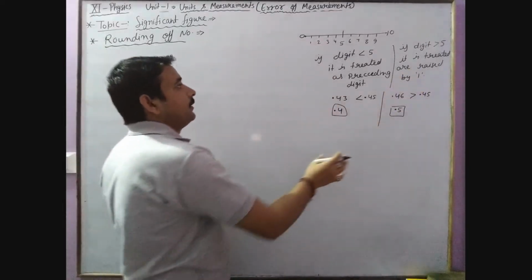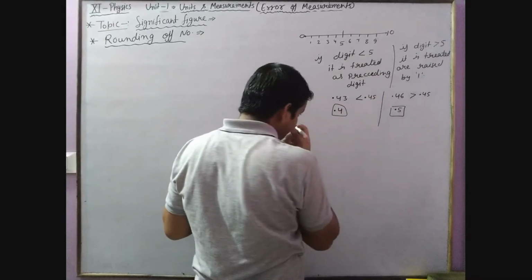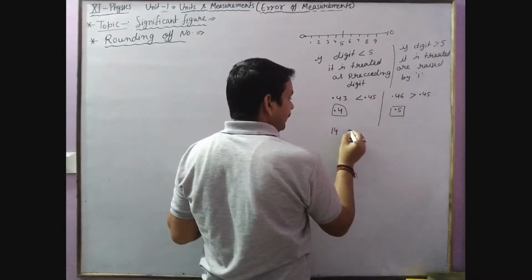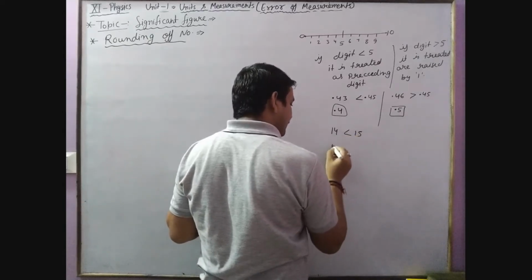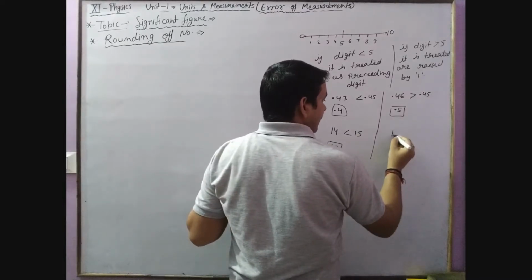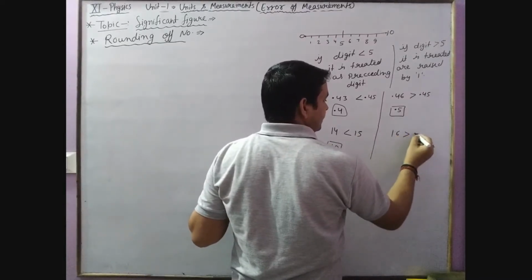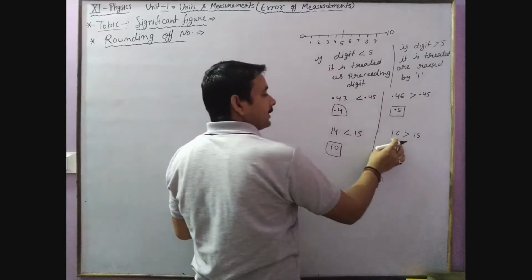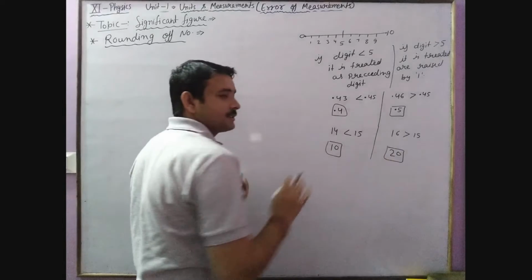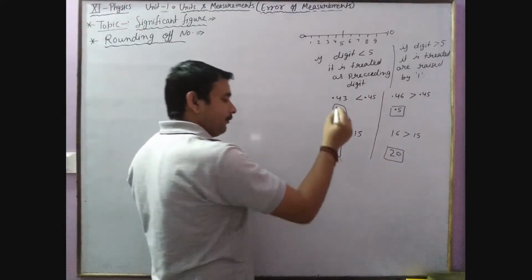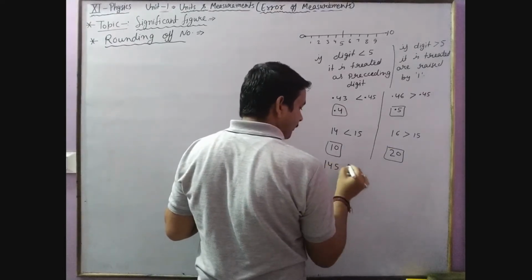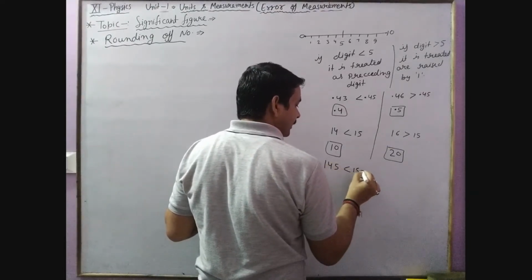Otherwise, let us look at the nearest 10. If we have 14, then we find that it will be less than 15, so it is taken as 10 only. Similarly, if we have 16, we will see that it will be greater than 15, so it will be treated as 20. This is the nearest 10. Okay, if we treat 145, we find that it will be less than 150.